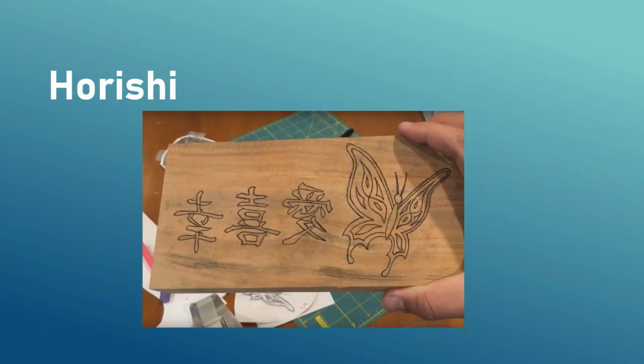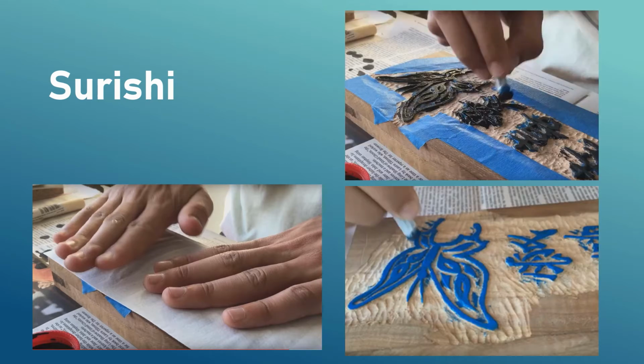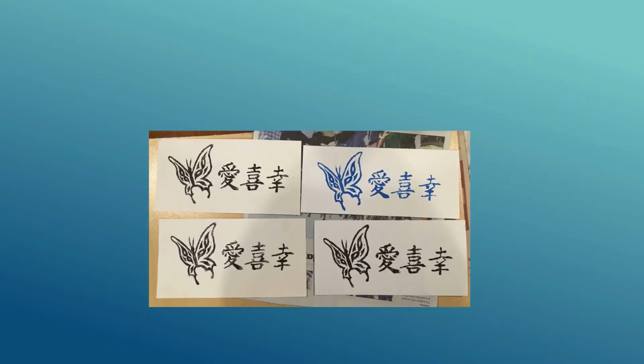Once we have the image, the carving process begins. Multiple blocks of the same design are carved, usually one for each color. Finally, the printer called surishi places the paper on each block consecutively and applies pressure by rubbing the block. We then have the final product.